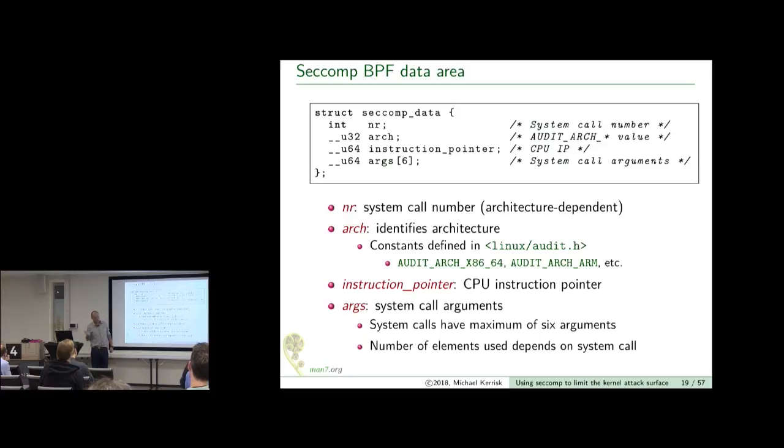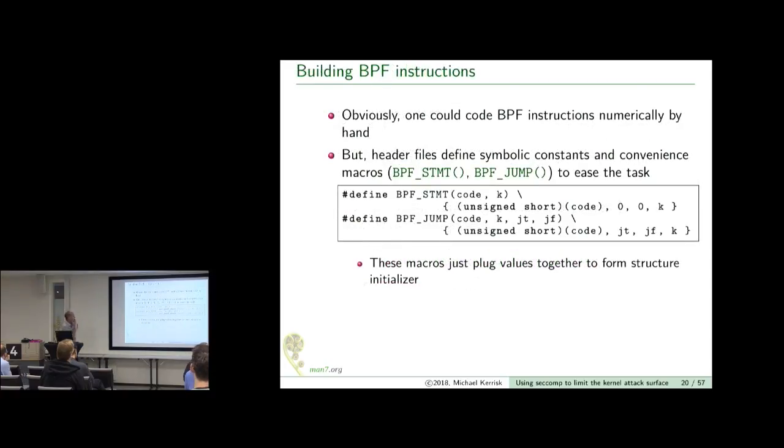Now obviously a lot of system calls don't use as many as 6 arguments. So when you're writing your filter, if you're going to look at a certain system call and its arguments, of course you need to know how many arguments that system call deals with, and you'll only use certain pieces out of the arguments part of the data. So you could code your BPF programs completely in binary if you want, but as a first cut, there are some macros and symbolic constants in the header files to make your life just a little bit easier.